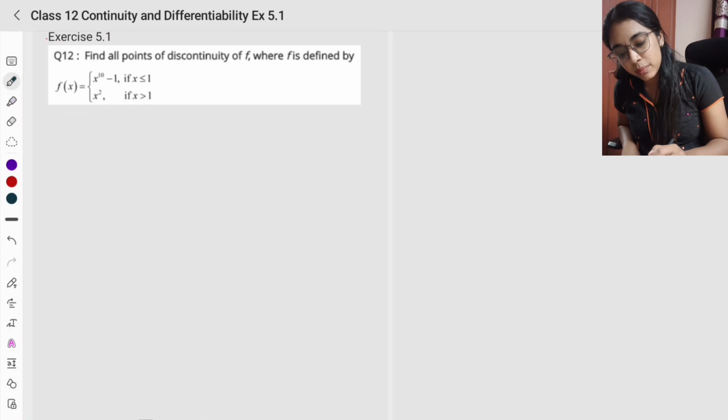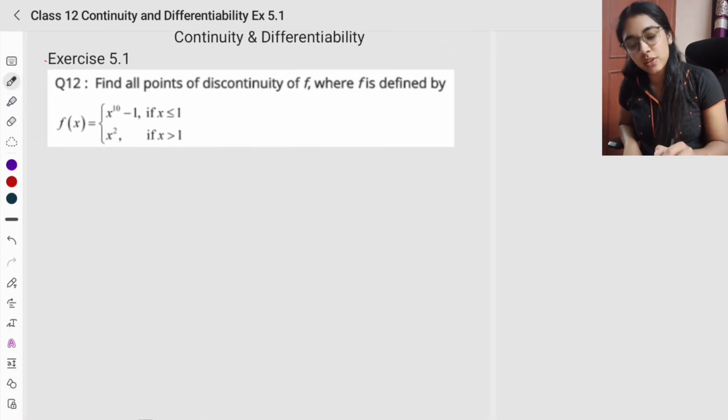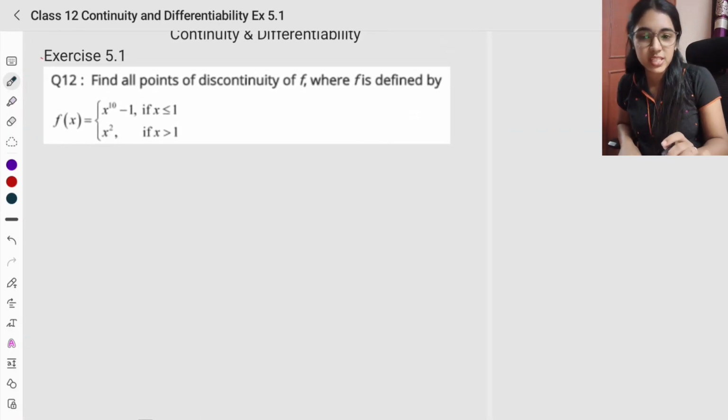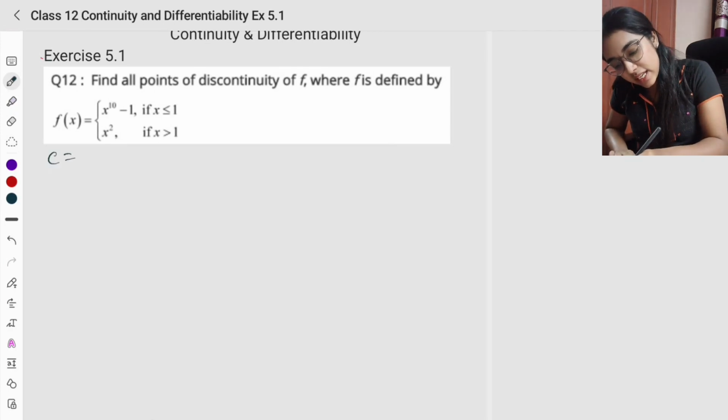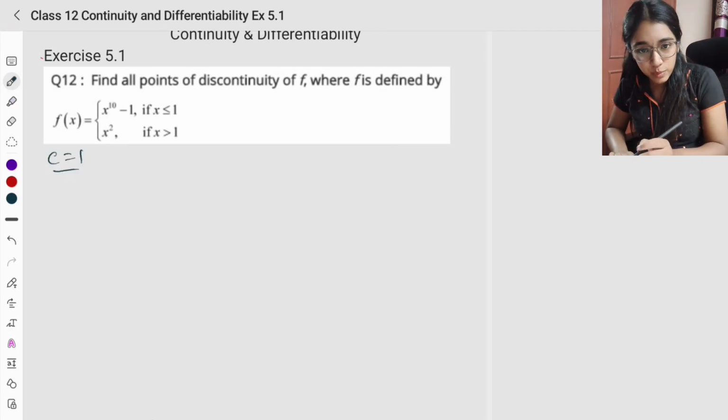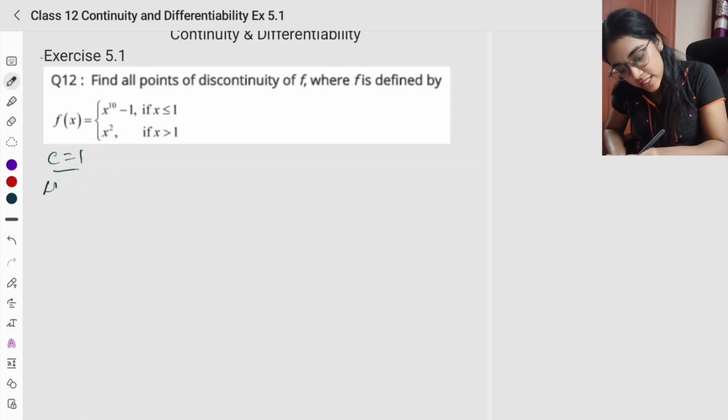Moving on to question number 12. இப்போ this is also very similar to the previous question. இதுல எல்லா most of the questions are very similar. Okay, ரொம்ப easy. So இப்போ first case என்ன? c equal to 1. அப்ப நான் left hand limit பார்க்கணும், right hand limit பார்க்கணும். So first left hand limit.